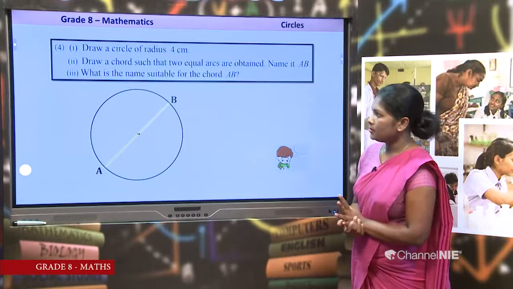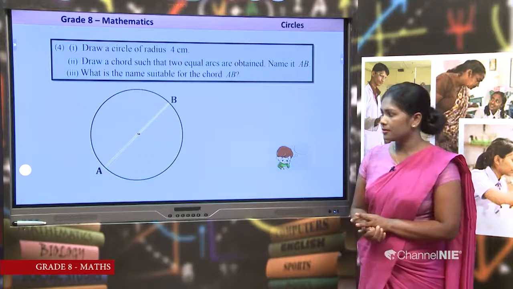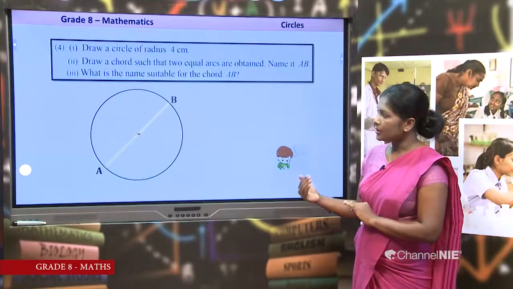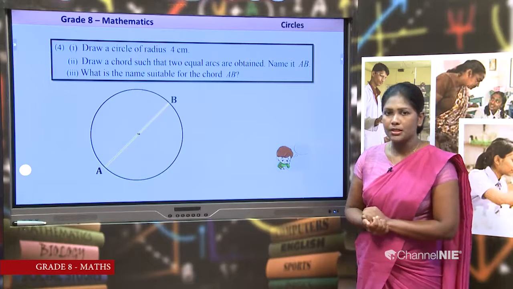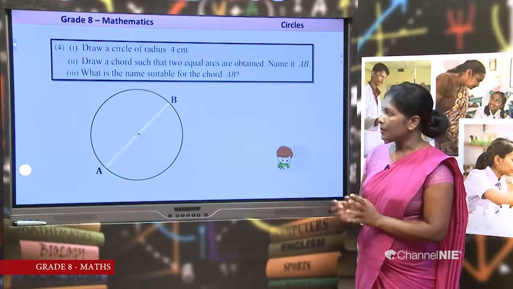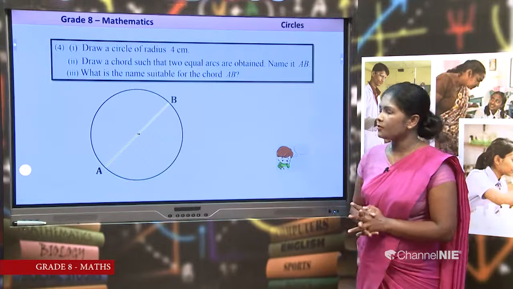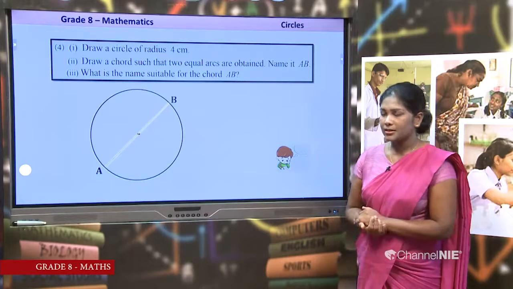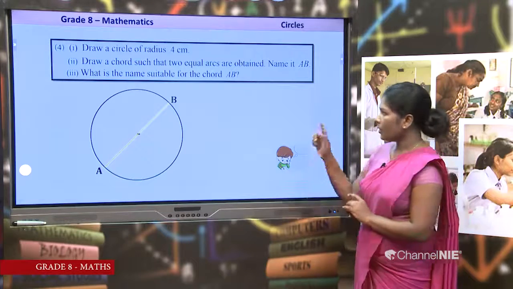Okay, then the third one. What is the name suitable for the chord AB? This circle is separated into two equal parts by this diameter AB. So, what is the name suitable for the chord AB? That means diameter. This chord is a diameter. Okay, children.